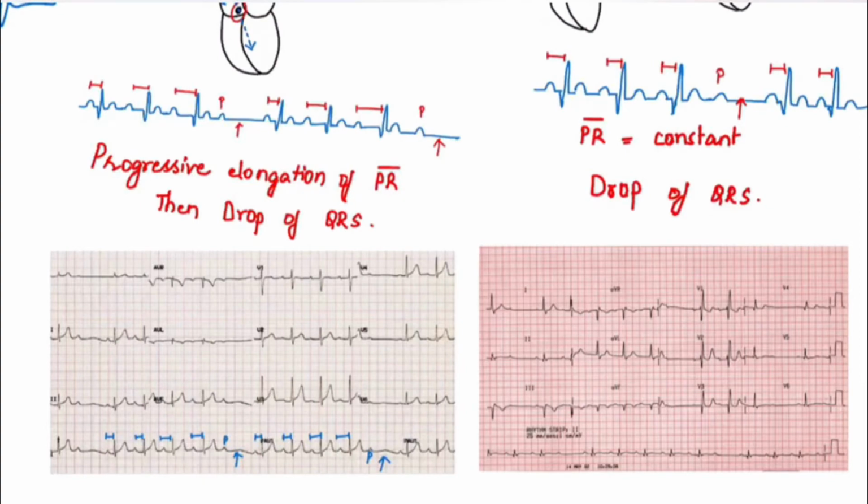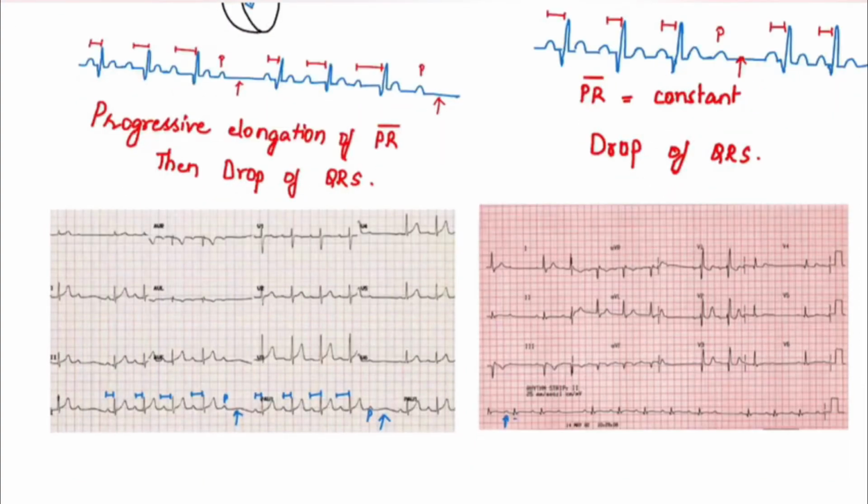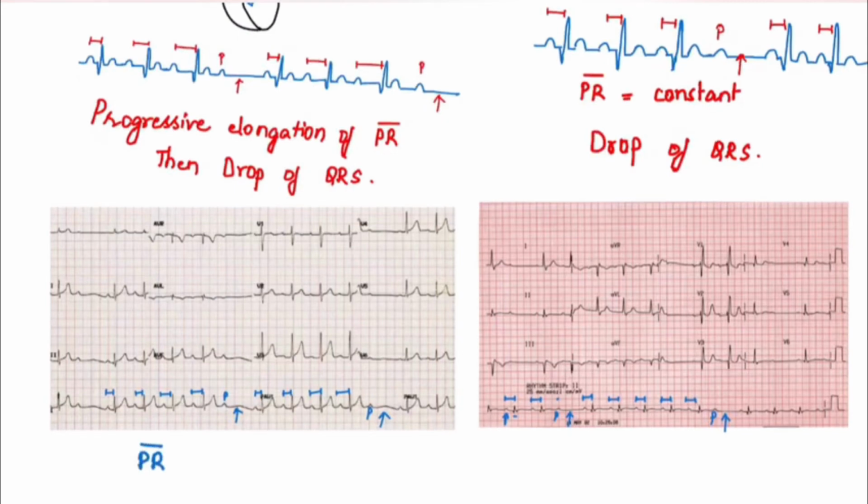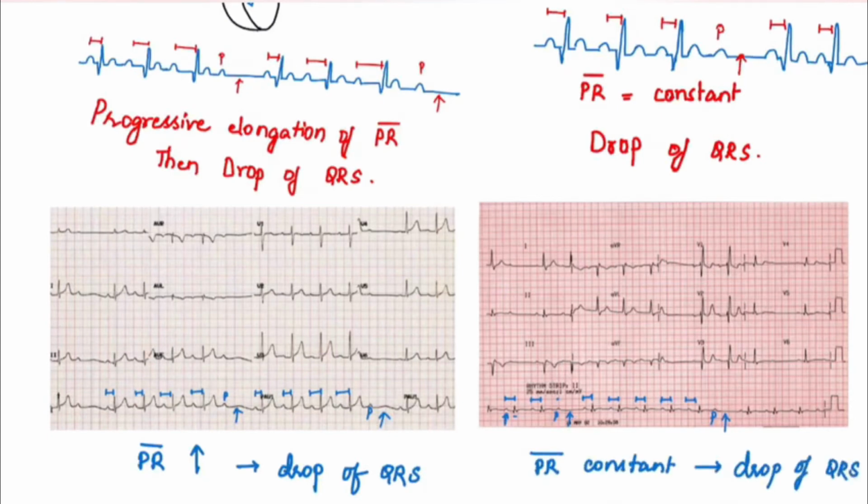In the second ECG, the PR interval remains constant. In all the complexes, the PR interval is constant, and at a point after the P wave, there is no QRS complex. So a progressively increasing PR interval followed by a drop of QRS is Mobitz type 1, and a constant PR interval followed by a drop of QRS is Mobitz type 2.